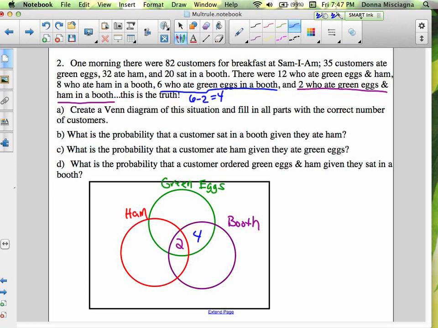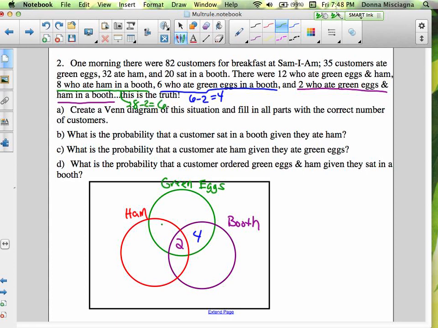See, this is why we have to do the intersections first. Otherwise, we're going to be double counting people all over the place. All right, so now I'm just going to keep reading backwards. We have 8 who ate ham in a booth. Should I put 8 between the intersection between the green eggs and the ham? If you say, no, don't put 8, then you are correct. I need to put 8 minus 2. I've already got those 2 counted. If you ate green eggs and ham in a booth, you definitely ate ham in a booth. So this one here is going to be 8 minus 2. That's going to be 6.